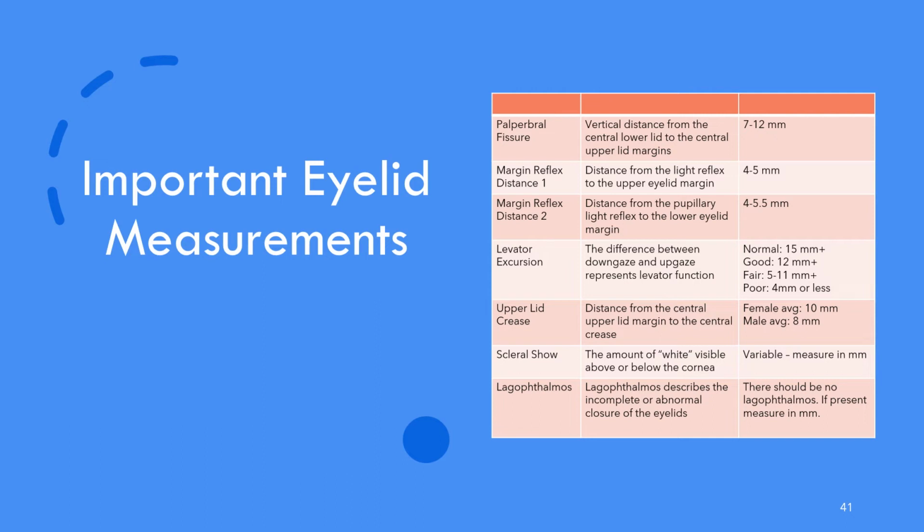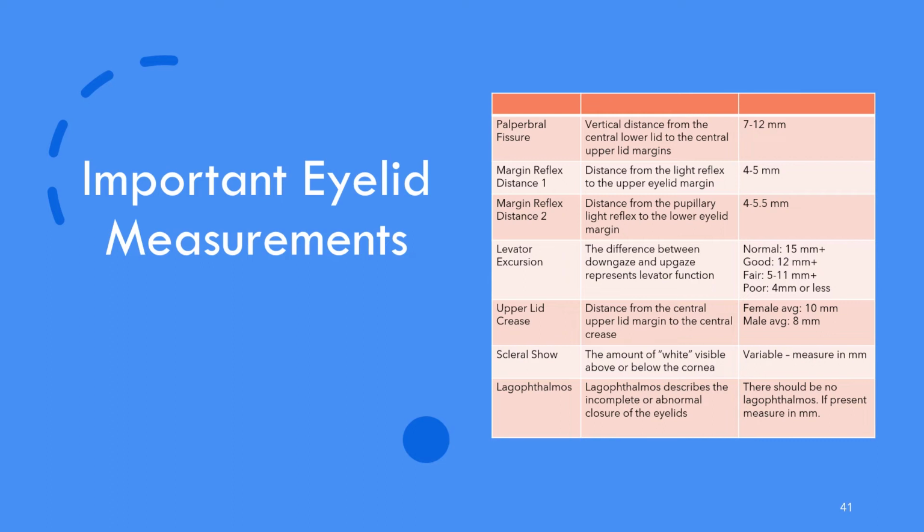The margin reflex distance 2 is the distance from the light reflex of the pupil to the lower eyelid margin, and that's 4 to 5.5 millimeters. The levator excursion is the difference between down gaze and up gaze, represents the levator function, and normal is 15 millimeters plus. Good is 12 millimeters plus. Fair is 5 to 11 millimeters plus, and poor is 4 millimeters or less.